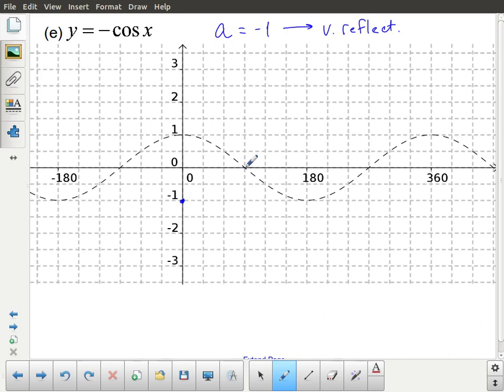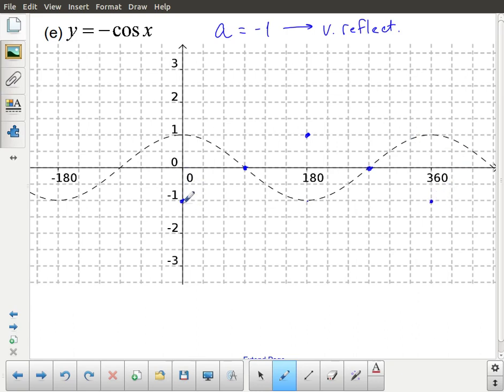This is 90 degrees, 0. The y coordinate 0. Well, a reflection of 0 is still 0. Here, the y coordinate's negative 1, so that means that the reflected point is at positive 1. This one at 0 stays at 0. Here we had 360 degrees, 1 becomes 360 degrees, negative 1.